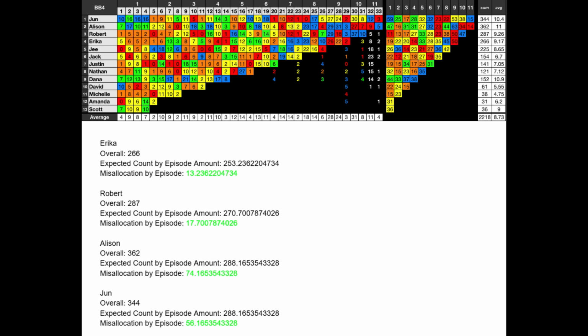Allison's overall diary room count is 362, and her expected count by episode amount is 288, meaning that her misallocation by episode is 74.16, meaning that she has one of the largest misallocations in a positive way, meaning she has one of the biggest over edits so far.